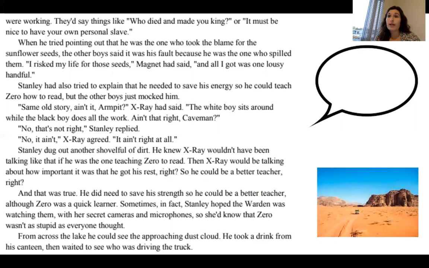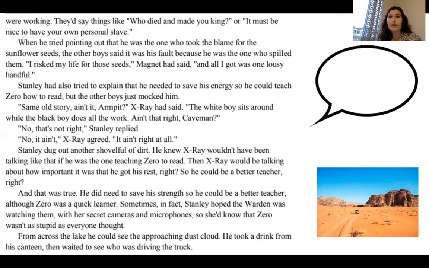So, again, right now, why is Zero digging a portion of Stanley's hole? What did we learn a few chapters ago? Why is he doing this? Pause to discuss.